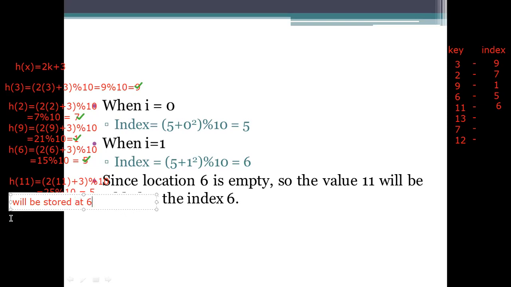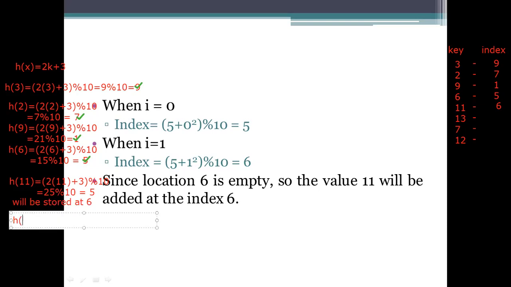Okay, now see what is another value we are having. The other value we are having is h of 13. h of 13 is equal to 2 into 13 plus 3 percentage 10. So what is the value we are getting here? 26. 26 plus 3, 29. Modulus 10, which is equivalent to the index value 9. So here the problem arises because the 9 has already been used.